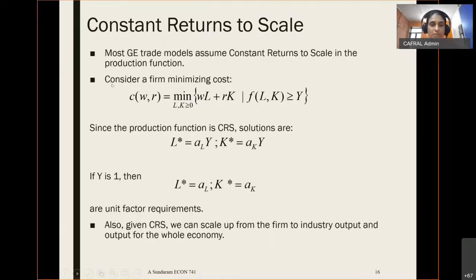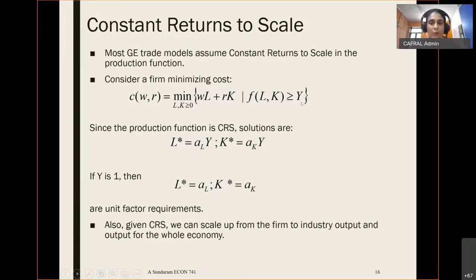So what we're going to do is consider a firm that is minimizing its costs. Right? So C of W comma R is the cost function of the firm. And so the firm is minimizing costs. This is an HO model, so you just have labor and capital now. So it's two factors of production, very different from the Ricardian model because we have this additional factor. Firms will minimize cost subject to what we call the production function, right? So this is f of L comma K greater than or equal to Y.